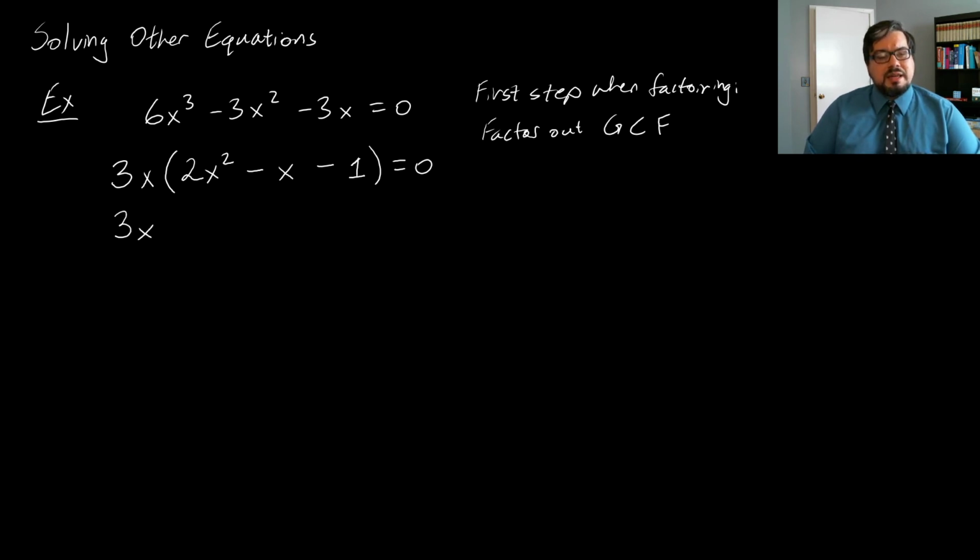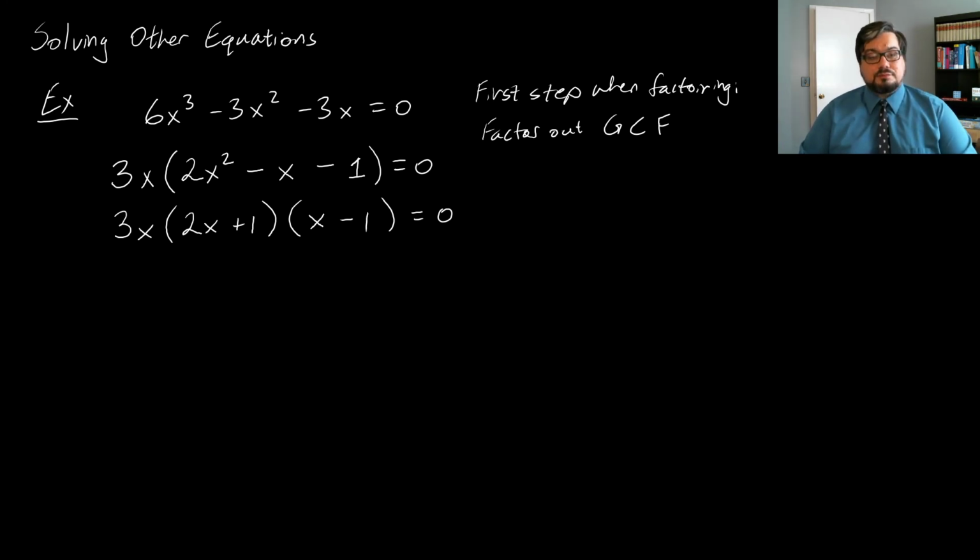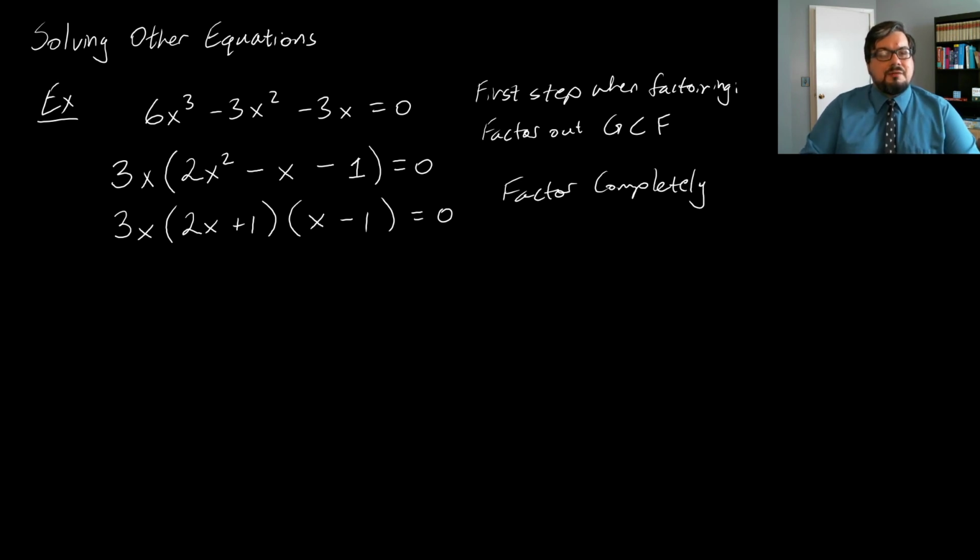From this point, we can continue factoring actually, and we can try seeing whether we can factor this polynomial inside. And once again, it's going to turn out we can factor this polynomial as 2x plus 1 times x minus 1 equals 0. And so what we've done is we've factored completely. And now we can use the zero-factor theorem with all 3 of these factors now.